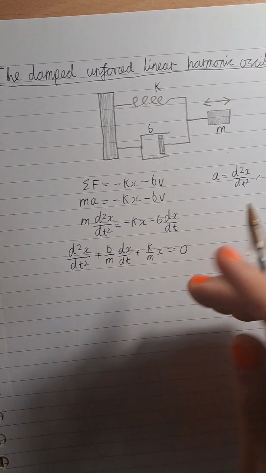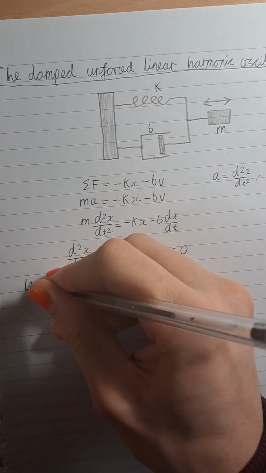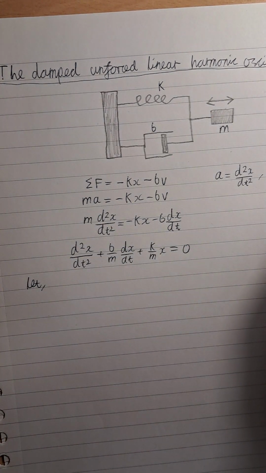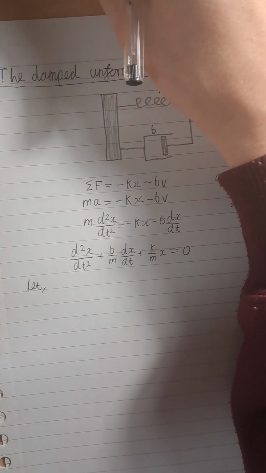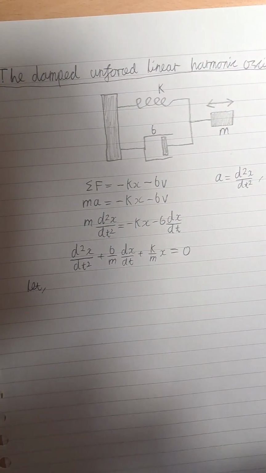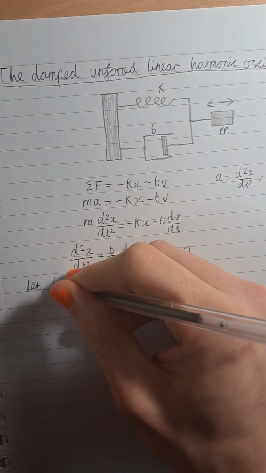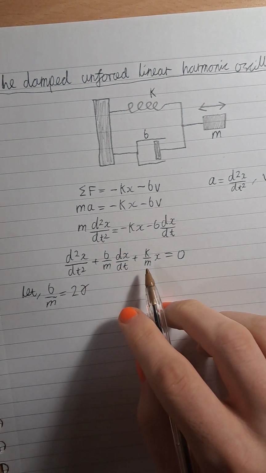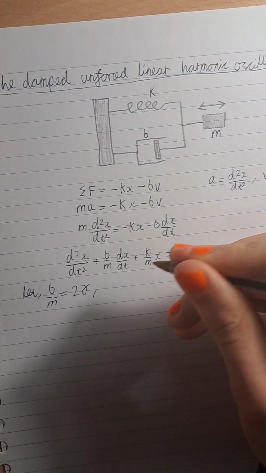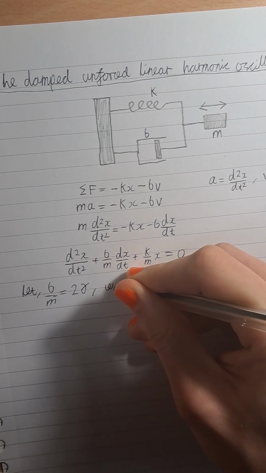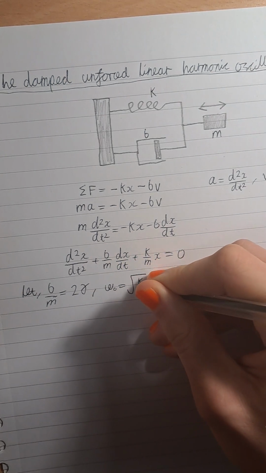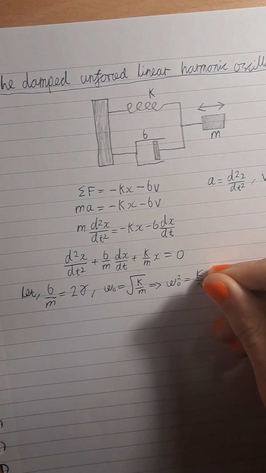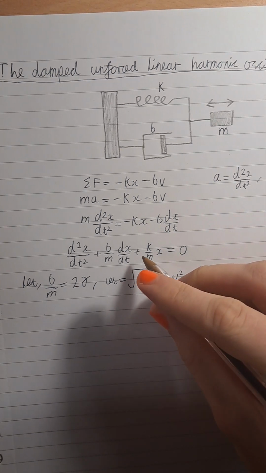Right, so first of all, we've got to clean some of this stuff up. I'm going to have to consult my notes here because I've forgotten, which is a bit embarrassing, but it's fine. Okay, here we go. If we let b over m be equal to 2 gamma, and we know that omega is equal to root k over m, which means that omega squared is equal to k over m. So we can substitute in those values here.